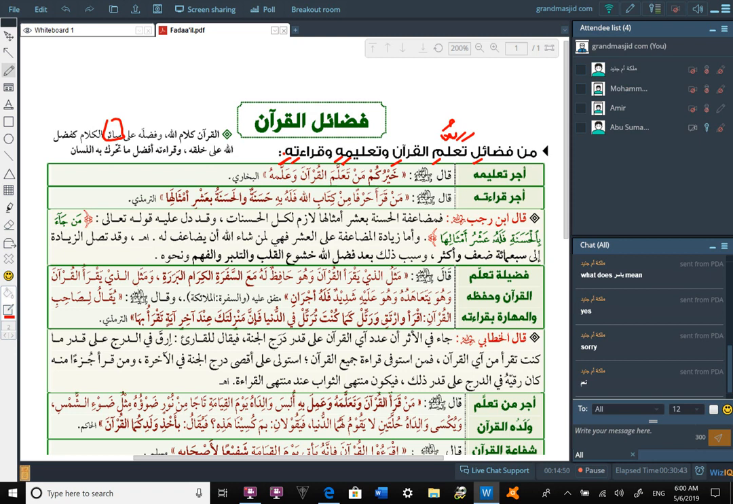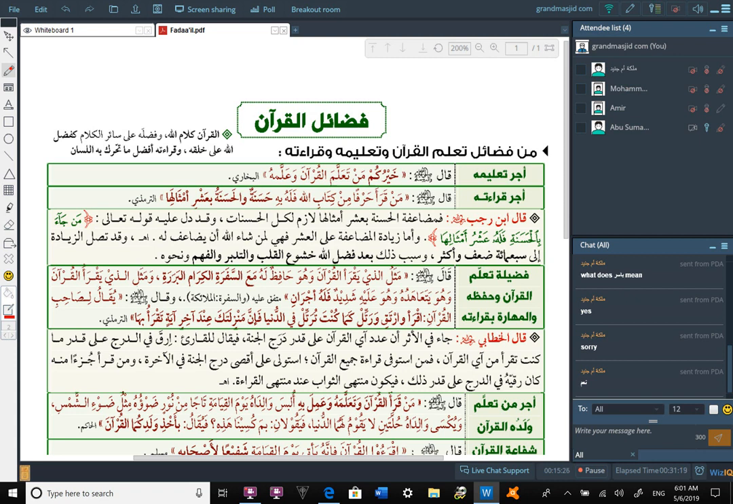We have here ajru ta'limihi. The ajr, the reward of teaching it. Qala sallallahu alayhi wa sallam, خيركم من تعلم القرآن وعلمه. رواه البخاري.